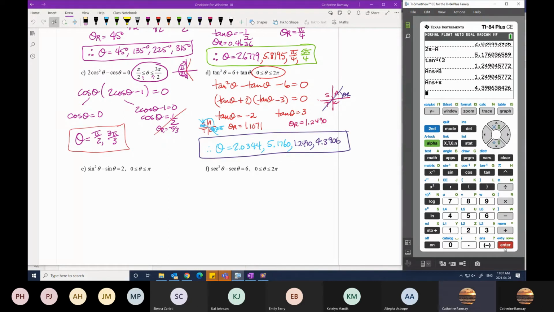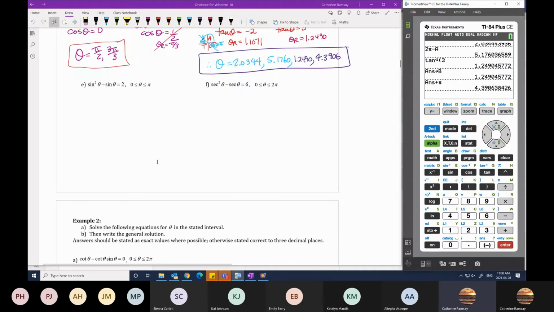All right. Okay, moving on. Let's go to E. So I got to move the 2 over. So sine squared theta minus sine theta minus 2 equals 0. And I'm going to factor that. So I'm going to give you a second to try to factor that.